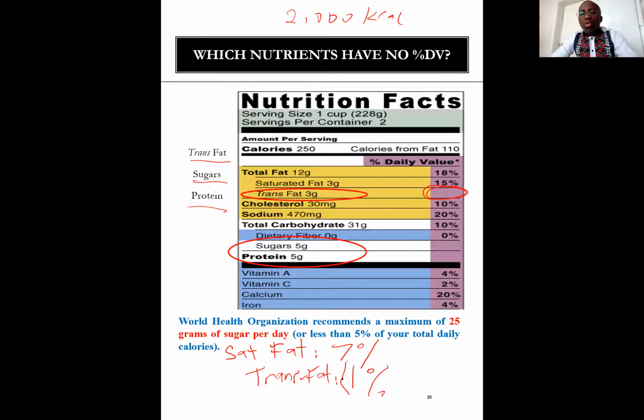We want it below 1% because we don't really have any accurate number that the scientists determine. Okay. How about sugar here?